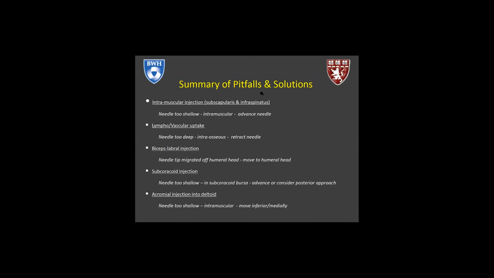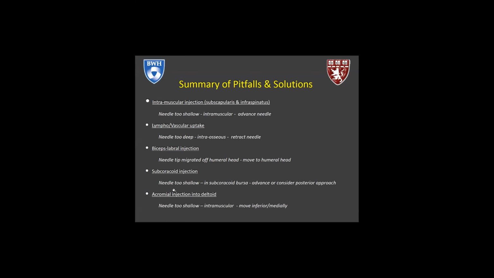So our take-home points for today. Here's our summary of the pitfalls and the solution. We saw a case of intramuscular injection, both the subscap and infraspinatus. In this case, the needle was too shallow. You were intramuscular, and the technique there is to advance the needle. We saw a case of lymphovascular uptake from the needle being too deep, intraosseous, and the solution there is to retract the needle. We saw a case of biceps labral injection where the needle migrated off the humeral head. And again, in that case, you want to move it back to the humeral head.